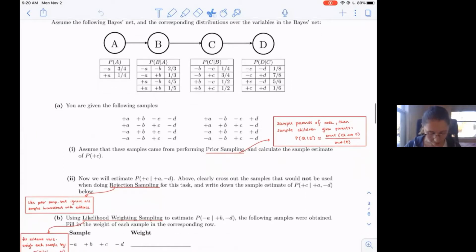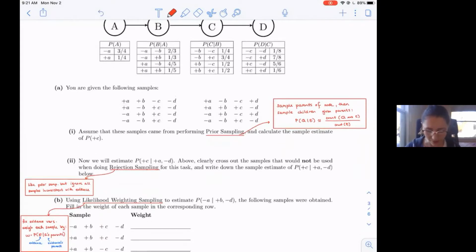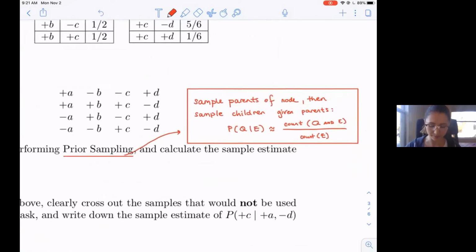In part A, we're given the following samples. And in part I, we assume that these samples came from performing prior sampling. What we want to do is calculate the sample estimate of P plus C. Before we jump into any kind of calculations, let's remind ourselves what is prior sampling.